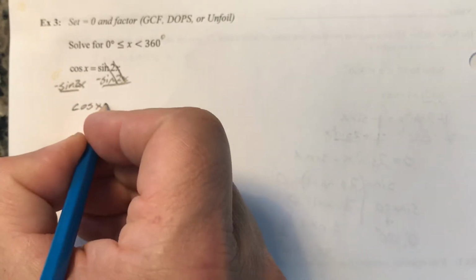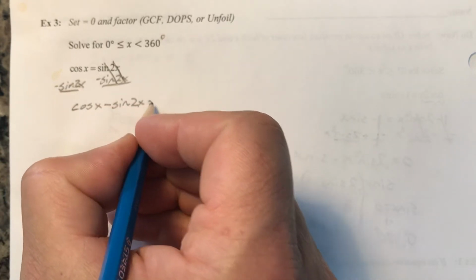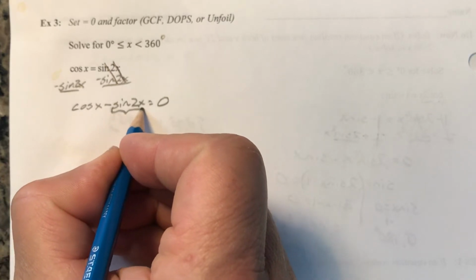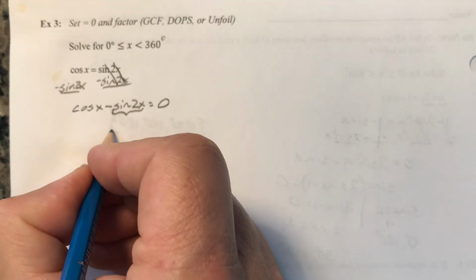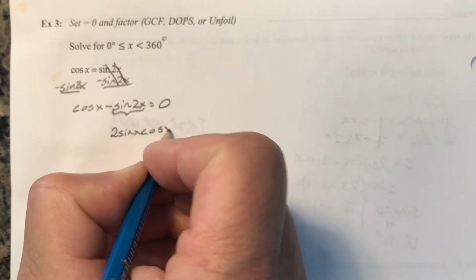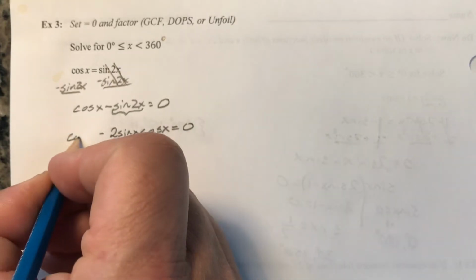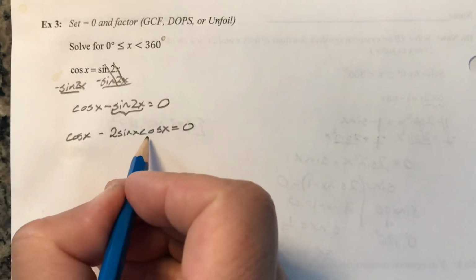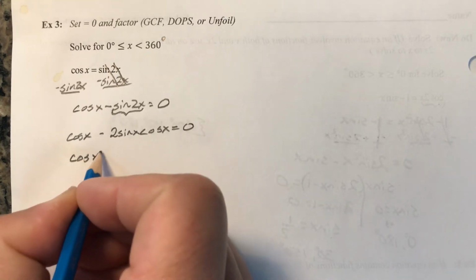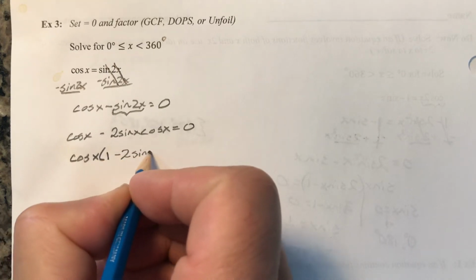So I have cosine x minus sine of 2x equals 0. Okay, so this part, that's a double angle, really annoying. You put a substitution in for it, which is 2 sine x cosine x. And you bring down the cosine x, and now you have a GCF. So I'm going to take the GCF cosine x out, leaving you with 1 minus 2 sine x.